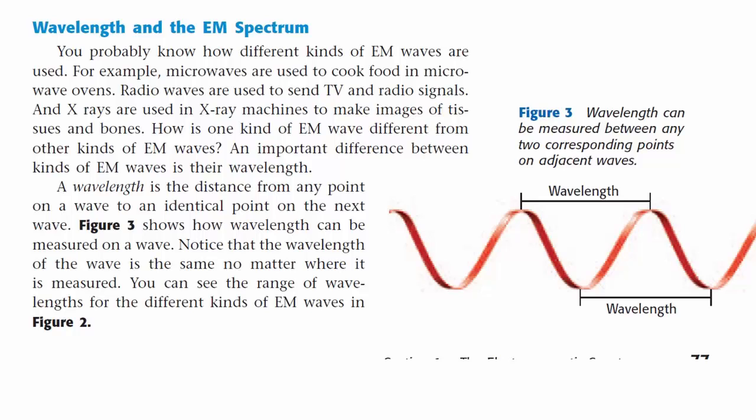How is one kind of EM wave different from other kinds of EM waves? An important difference between kinds of EM waves is their wavelength. A wavelength is the distance from any point on a wave to an identical point on the next wave. Figure 3 shows how wavelength can be measured on a wave. Notice that the wavelength of the wave is the same no matter where it is measured. You can see the range of wavelengths for the different kinds of EM waves in Figure 2.